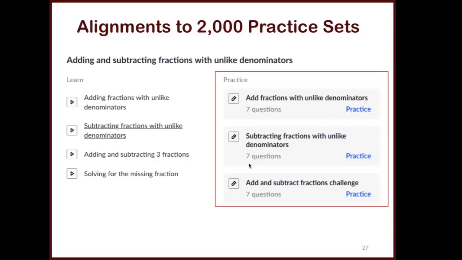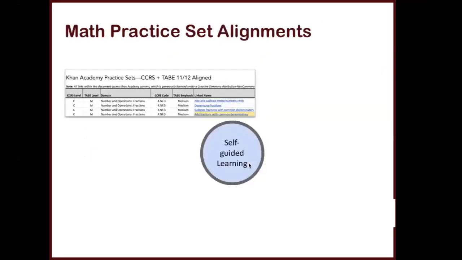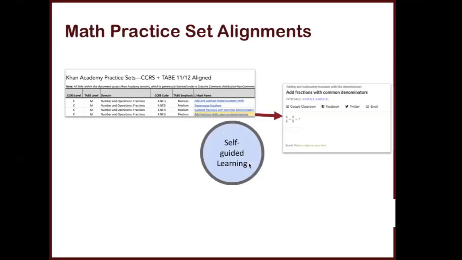But right now, we're starting just with sort of tried and true known resources, Khan Academy being one of them. And again, they've created alignments for their practice sets. So on the Khan Academy alignment document, you'll see there's over 2,000 practice sets in there that cover sort of all levels and align to standards. And you'll see that what it links you to is the actual practice set. So you'll see this is what the practice set looks like, and it's a series of problems that relate to that topic.